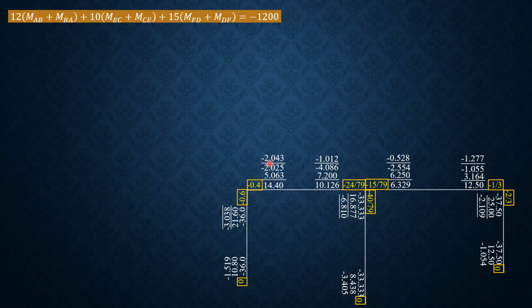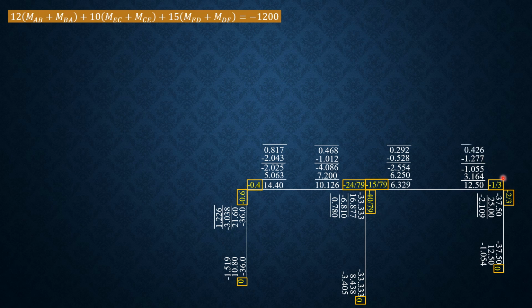then negative 2.043 times negative 0.4, 0.817 lakh. Negative 2.043 times negative 0.6, 1.226 lakh. Quantity negative 1.012 minus 0.128, 0.528, close, times negative 24 over 79, 0.468 lakh. Same quantity times negative 15 over 79, 0.292 lakh. Same quantity times negative 40 over 79, 0.780 lakh.